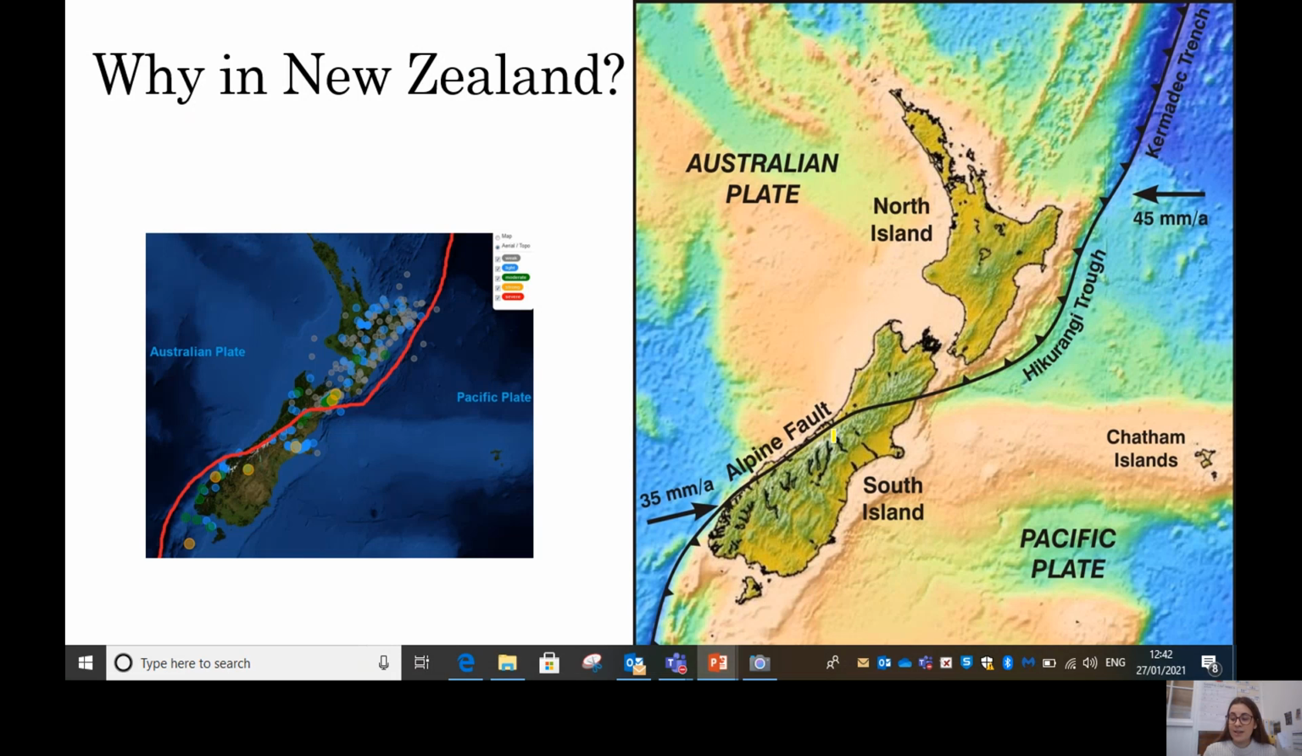So the reason that New Zealand receives a lot of earthquakes is because it lies on the plate boundary of the Australian and Pacific tectonic plates. So the black line on this diagram and the red line on this diagram shows us where that plate boundary is.